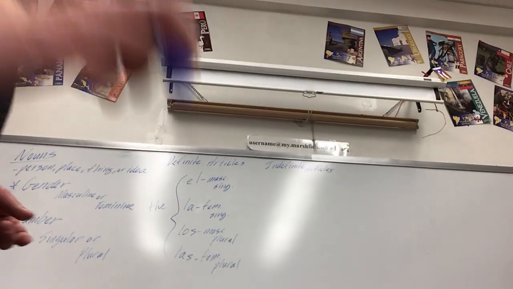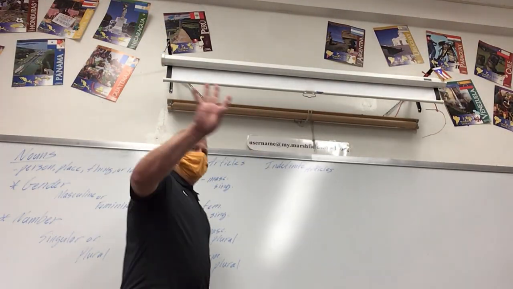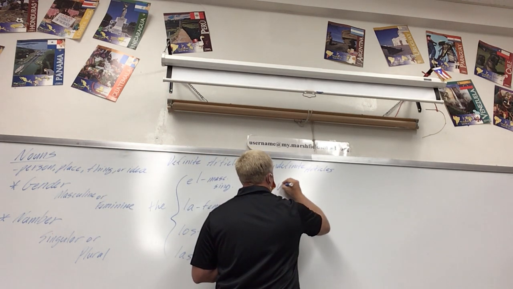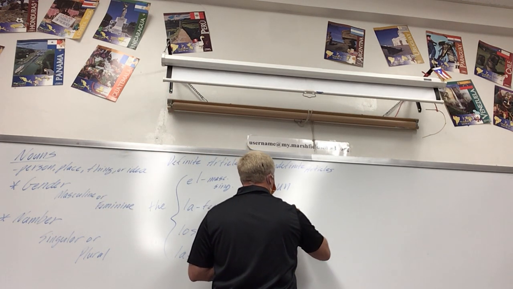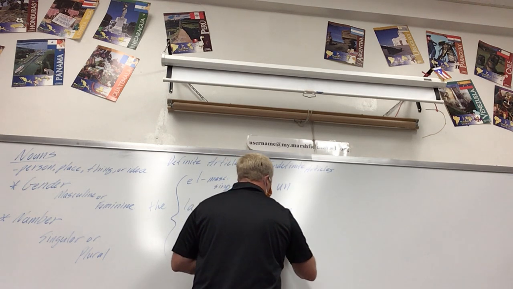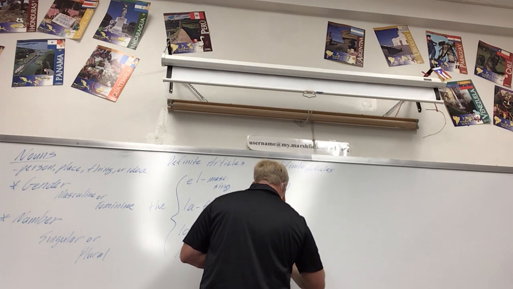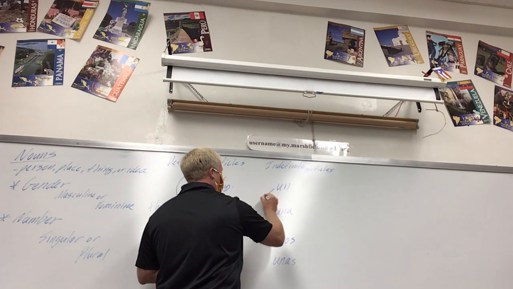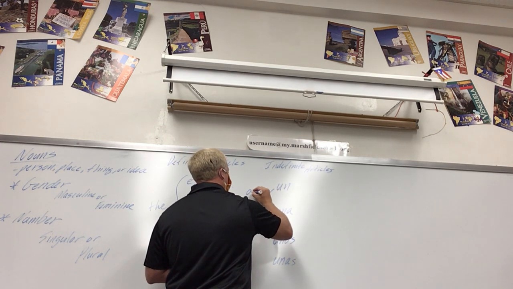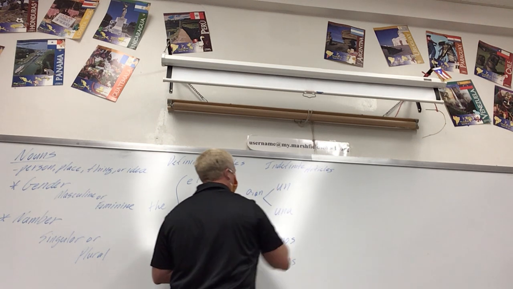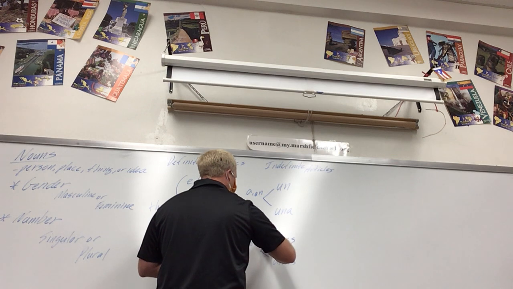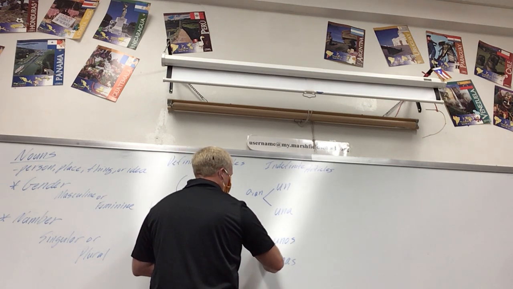So then we're going to move on to indefinite articles. How many indefinite articles are there? 4. We have un and una and unos and unas. Un and una are a or an. Unos and unas mean some.